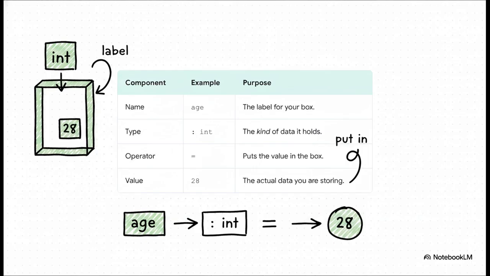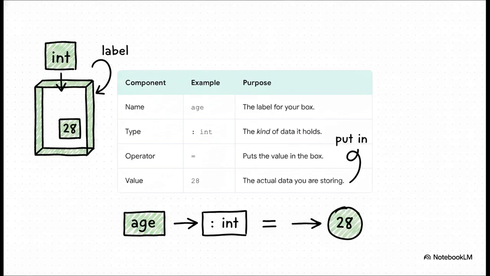Take this line, age: int = 28. First up, we have the name, age. That's our label. Simple enough. Next is something called the type hint, the : int part. This is a handy feature in modern Python. That's like leaving a note saying, hey, this box is for whole numbers, also known as integers. Then you've got the equal sign. This isn't for comparison, it's the assignment operator. Its only job is to put the value on the right into the box on the left. And finally, the value itself, 28. Name, type, assignment, value.